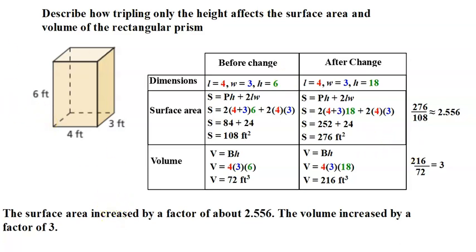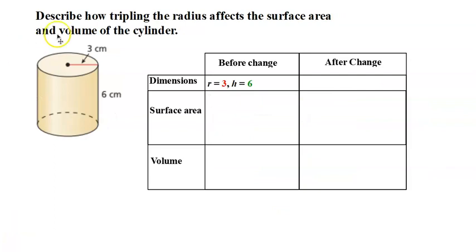Okay, so let's take a look at this. Let's do another one. Describe how tripling the radius affects the surface area and volume of the cylinder. Okay, so this is a new picture, so we're going to work this out. So before the change, our radius is 3 and the height is 6.